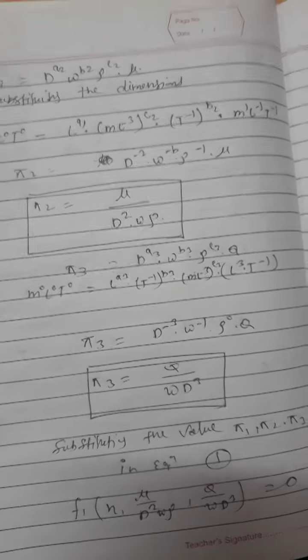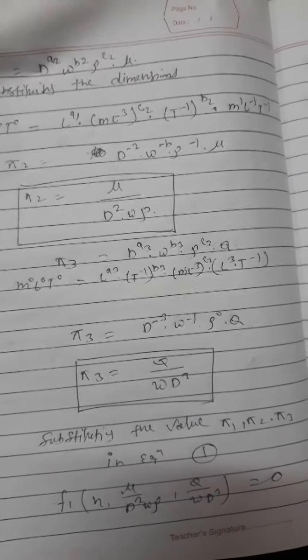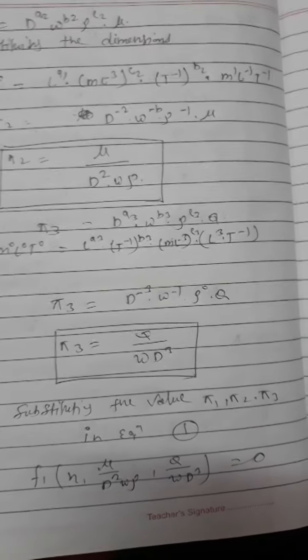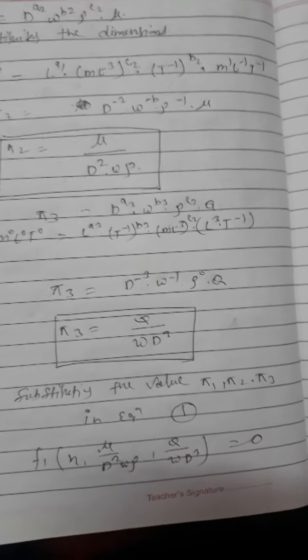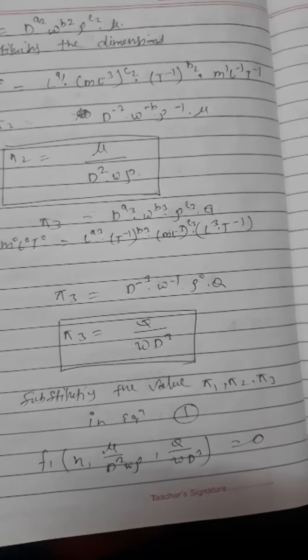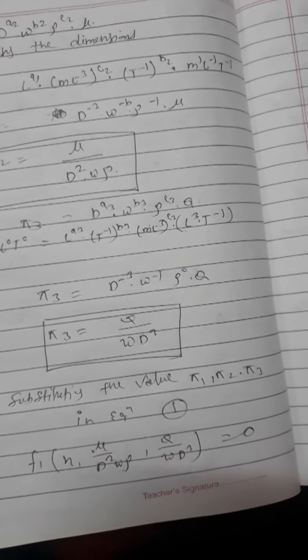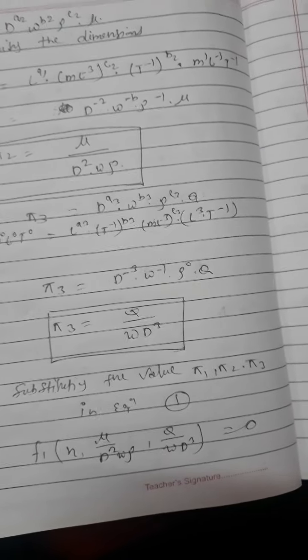Same, step 11 is the function of pi 3: d to the power a3, omega to the power b3 and rho to the power c3 into Q. Q is the discharge. Substituting the dimensions of the properties on both sides to find the pi term, pi 3 is equal to Q upon omega d to the power 3.